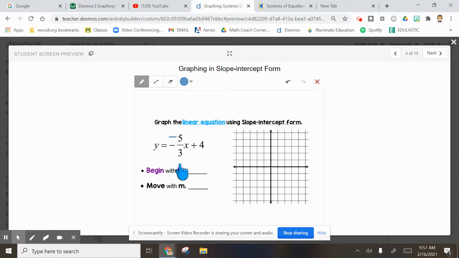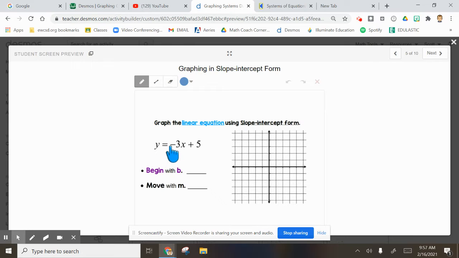All right, this next one. Remember that the negative applies to the 5 only. It always applies to the numerator, okay, not the whole thing. So it's negative, which means it's going to go down 5 to the right 3. But what do you do first? You plot your y-intercept. Remember that. So you would go 4 here, then down 5 over 3. I'm not going to do every one of these, but I want you guys to know what's going on.